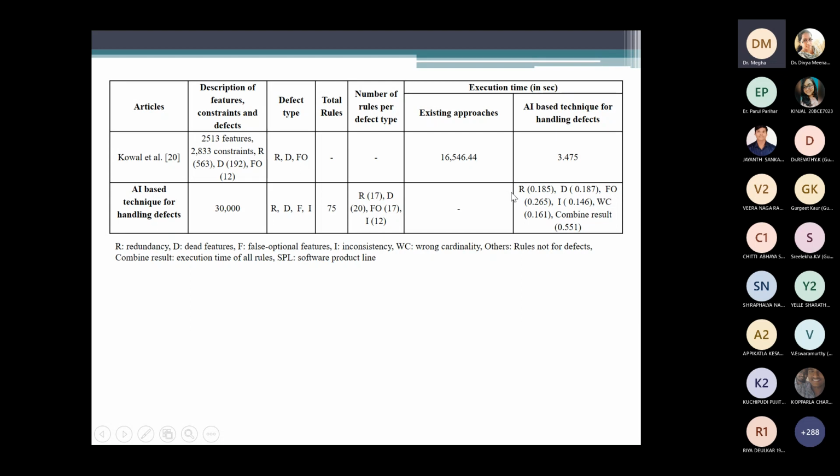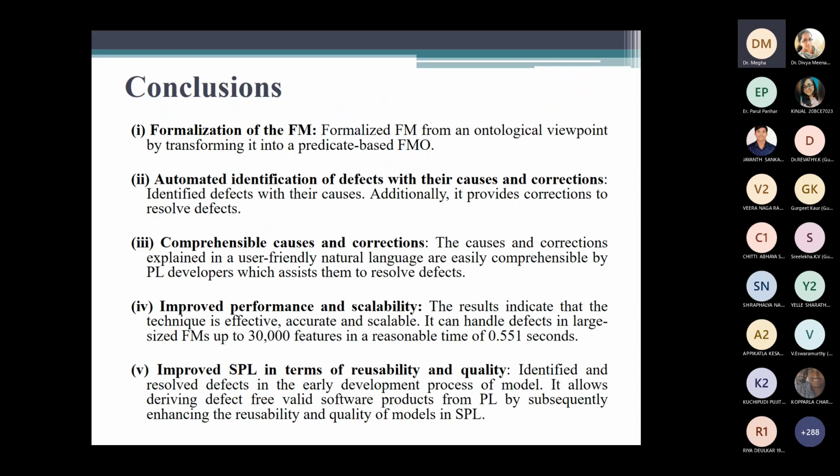And these were the execution times which were taken by different sets of rules for a particular type of defect. When we combinedly executed all the rules to identify all types of defects, it took 0.551 seconds to identify the defects along with their causes. And now the last slide for the PPT is the conclusion. So after applying or creating this AI technique, what are the conclusions that have been observed?